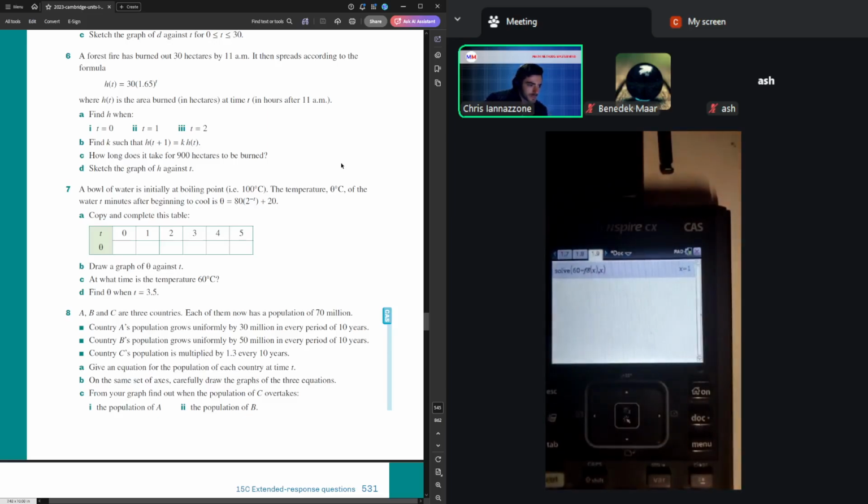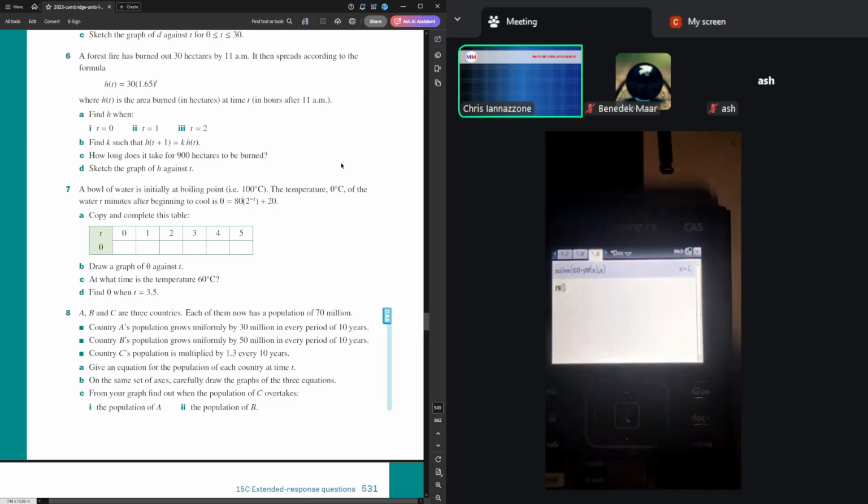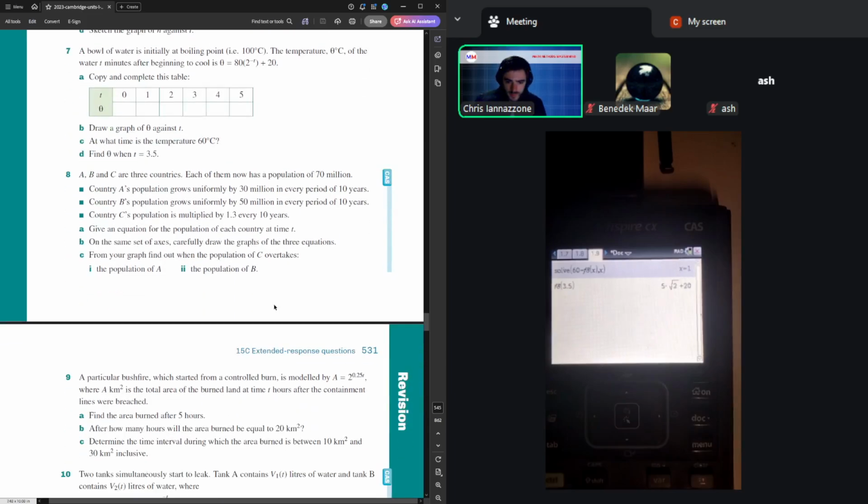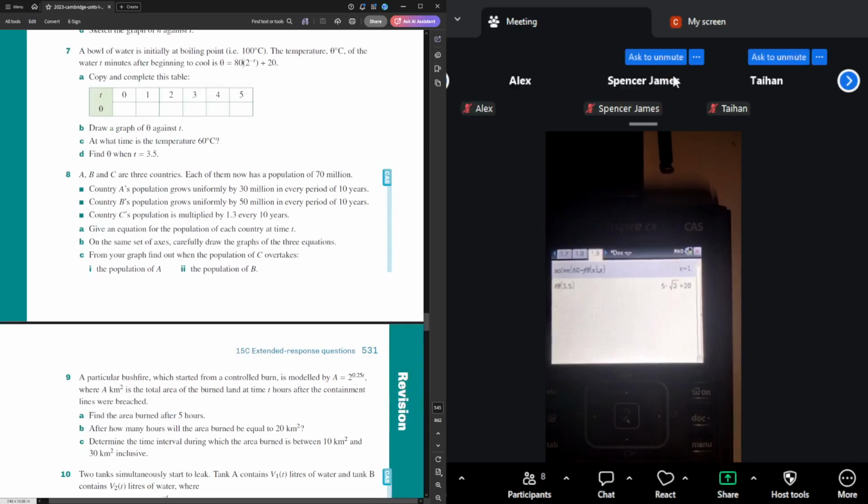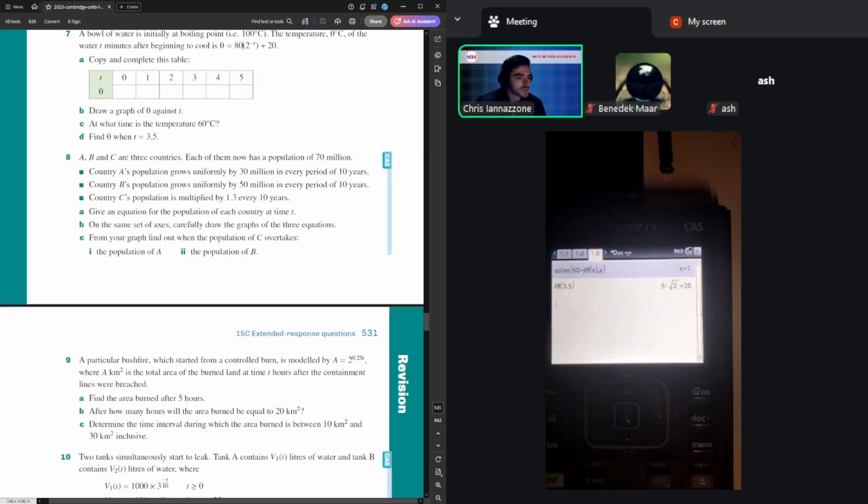And then D is the opposite. You're now given a time value and you want to find the heat value. So sub in the time value. Okay. Moving on. Question 8.